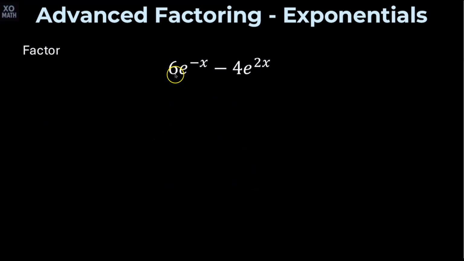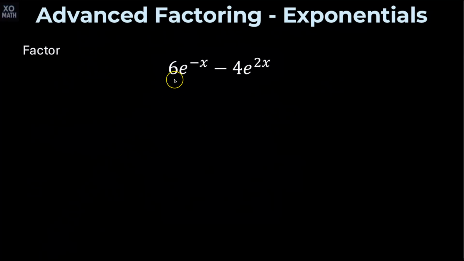Let's go ahead and look at this next one, 6e to the negative x minus 4e to the 2x. So what are we going to factor out? Well, there's two terms. We'll think about looking at each term and focus on the coefficients first. So between 6 and negative 4, what we can factor out is a positive 2. So we can evenly divide 2 into 6 and 2 into negative 4.